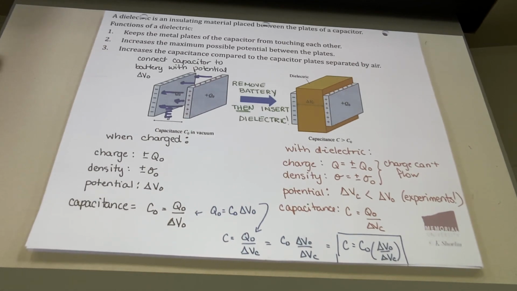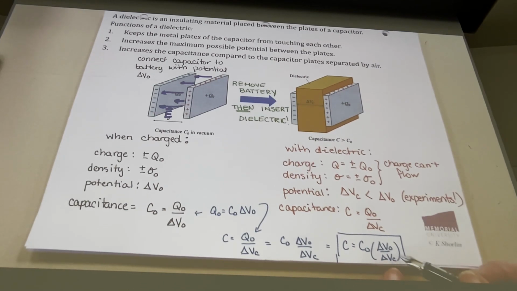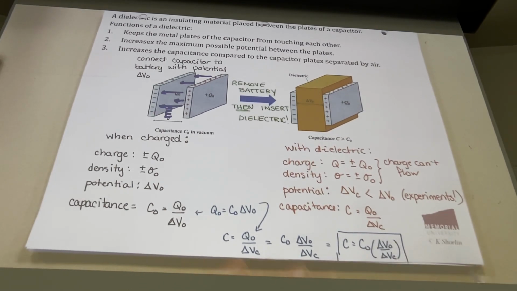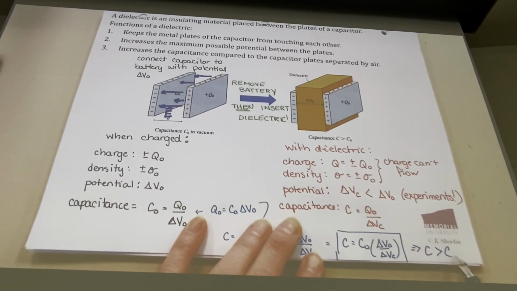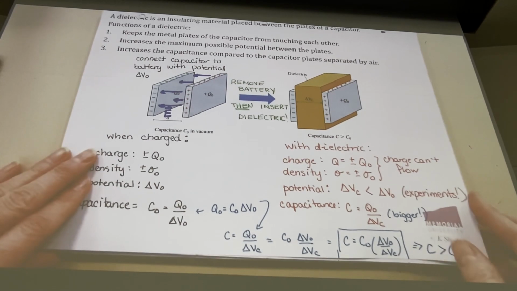So our new capacitance is related to the old capacitance by this ratio of the potentials. Because the potential drops, this thing is bigger than 1, and our new capacitance is bigger. Our capacitance increases. Okay, questions? And so far, we're seeing this is true because of an experimental result, because we know that the potential drops. So we pop in that dielectric, we get a bigger capacitance. So there's our experimental results.